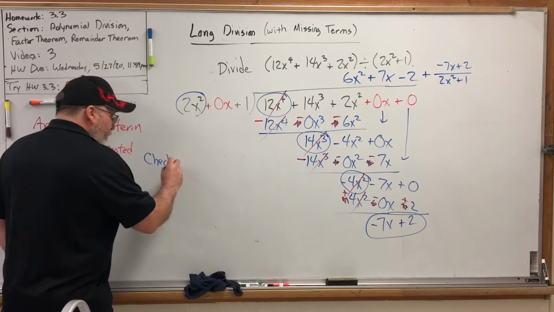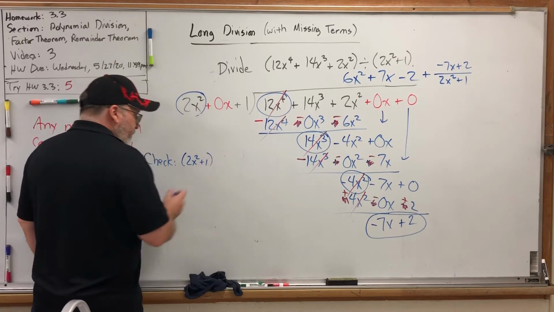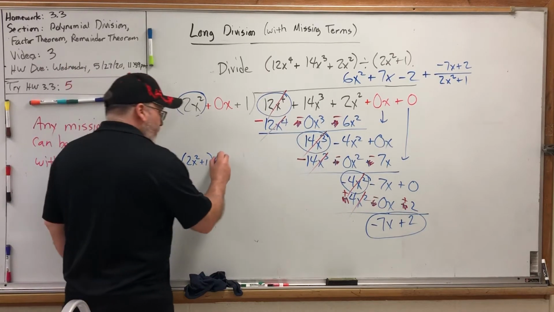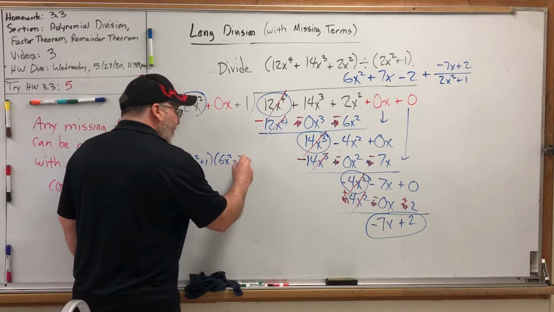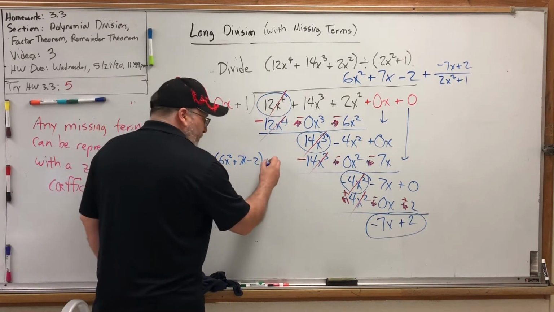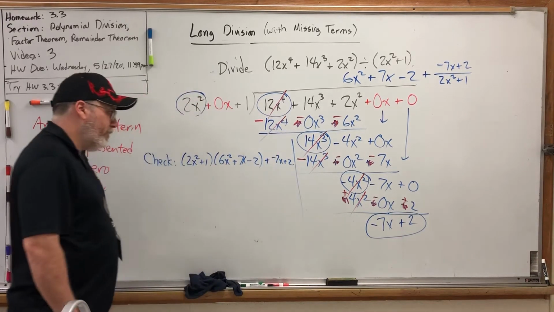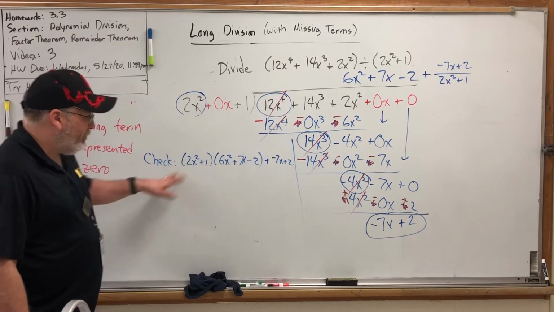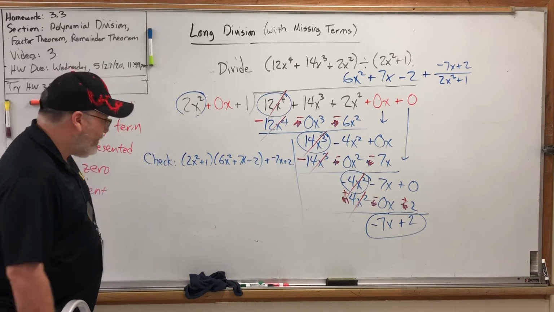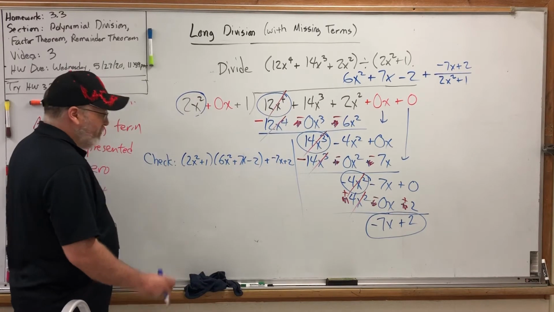you would have to multiply your divisor, which was 2x squared plus 1, times what you claim the quotient is, which was 6x squared plus 7x minus 2, and then add the remainder back to it, so plus negative 7x plus 2. You would have to do a lot of distributing, but I think it's worth the time to verify that this is how you would check it. To do something bigger than a FOIL problem just requires a lot of distributing.